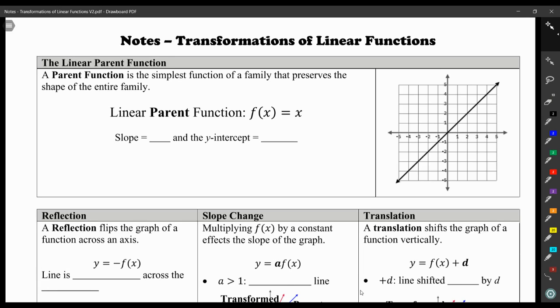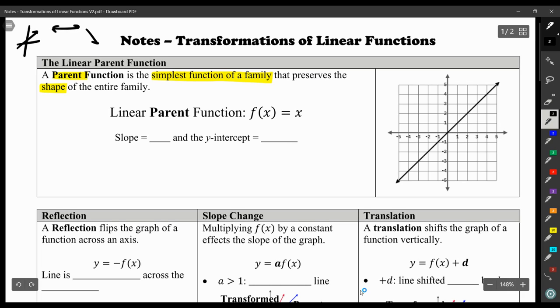Transformations of linear functions. So first off, we have something called a linear parent function. A parent function is the simplest function of a family that preserves the shape of that entire family. So for example, linear functions. Every function that is a line is a linear function. However, the linear parent function is the simplest version of that, which is this one here. f of x is equal to x.